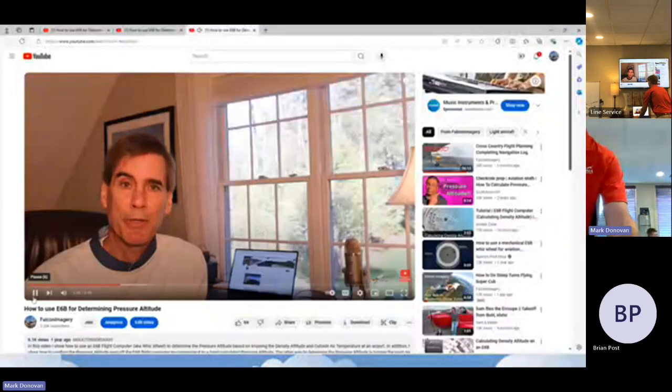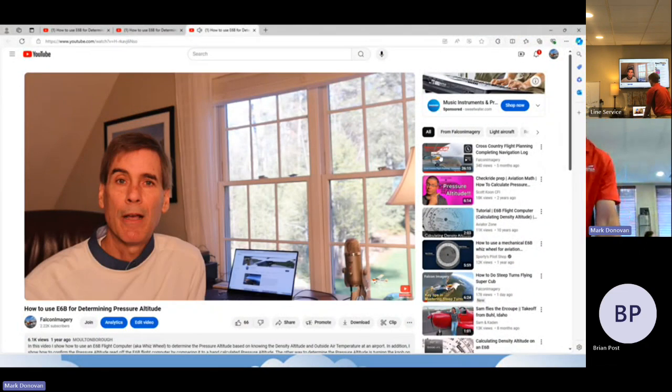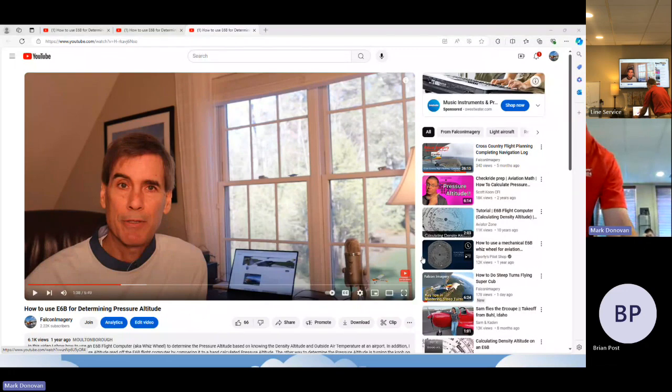That we can get the pressure altitude. The first way that you can get the pressure altitude, if you're sitting in the plane, is to just dial up 29.92 inches of mercury in the Kollsman window on the altimeter and just read what the altimeter says.